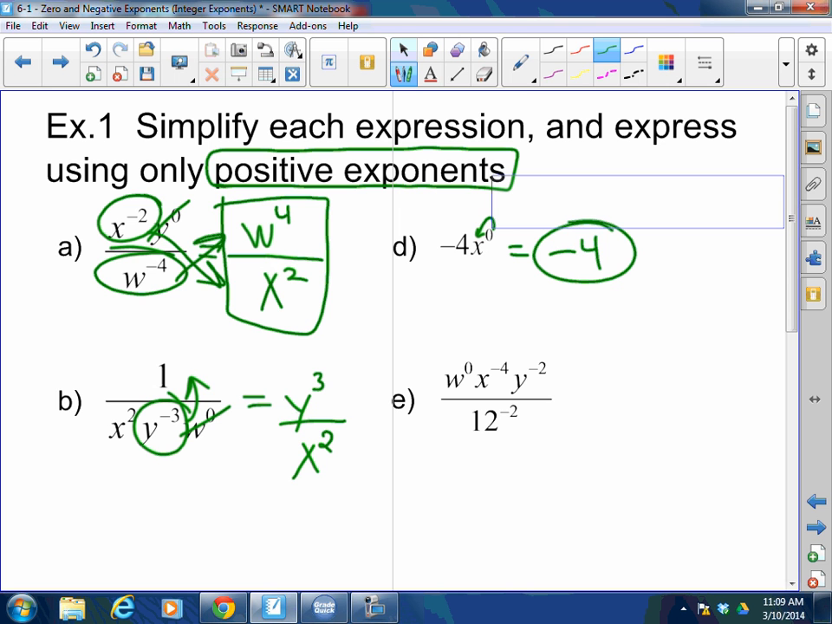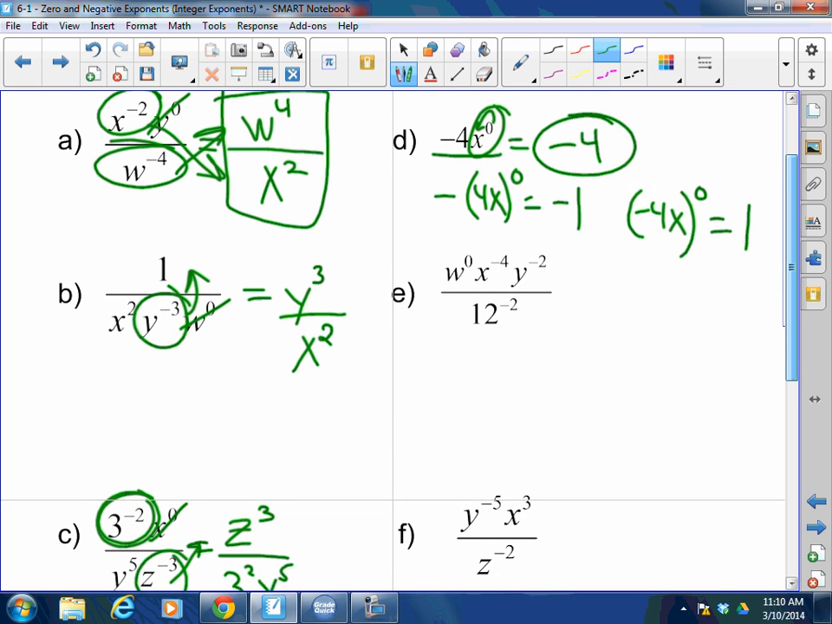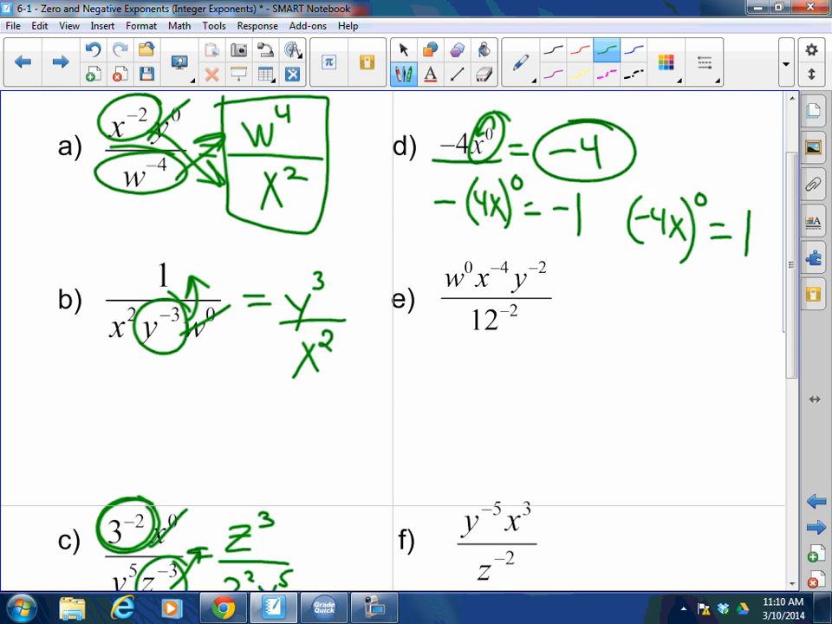And if it was like this, that would be negative 1. If it was like this, that would be 1. But the way I had it, only the x is being affected. Does that make sense? Okay, awesome. Thank you. What happens to the x? Anything to the 0 power is 1.